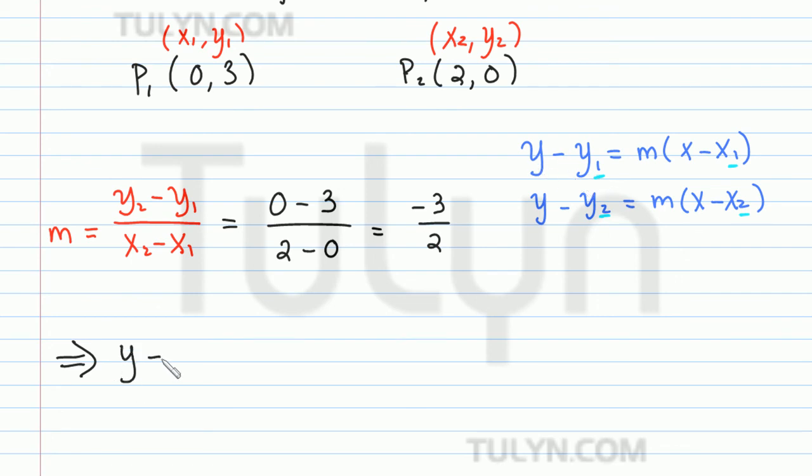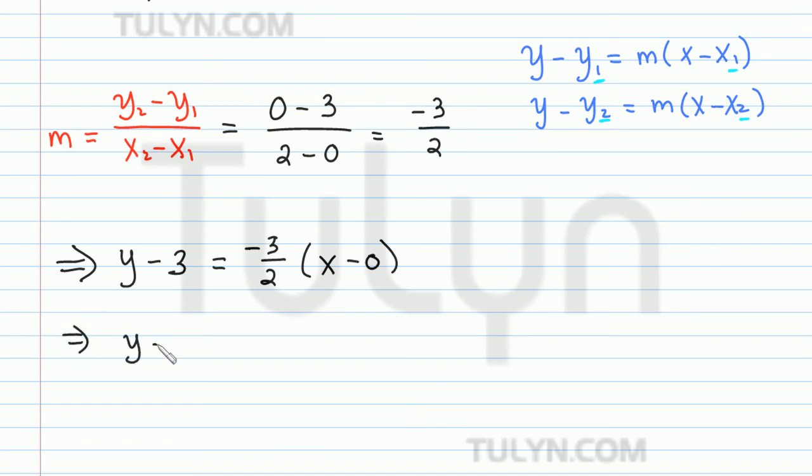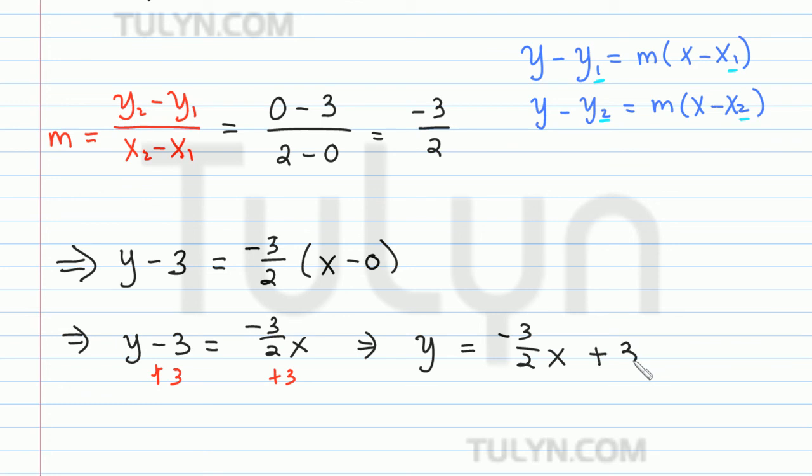So we have y minus y1, which is 3, is equal to the slope, m, times x minus x1. So simplifying, this becomes y minus 3 is equal to negative 3/2 x. And then since we usually like to write our equations in slope-intercept form, we want to add 3 to both sides of the equation. So we're left with y is equal to negative 3/2 x plus 3. And so that is the equation of the line which contains those 2 points.